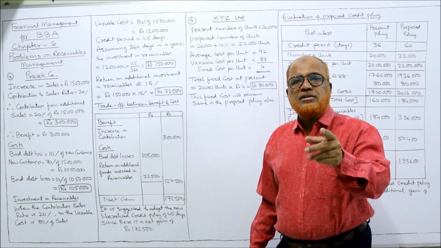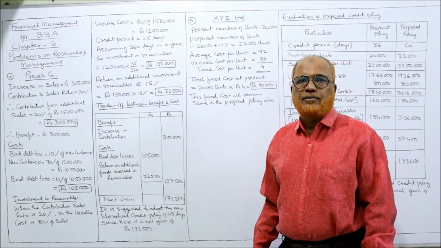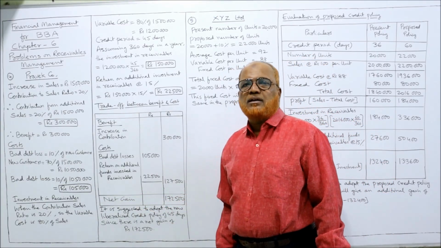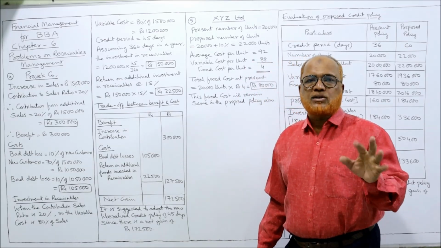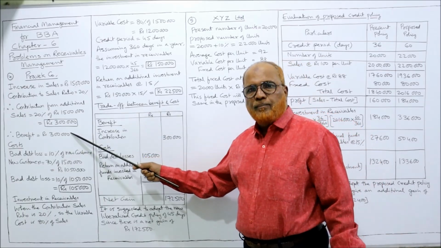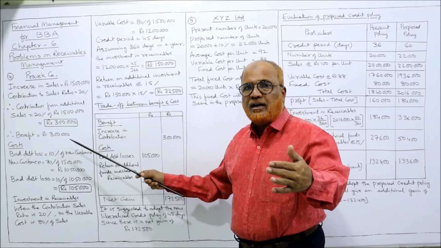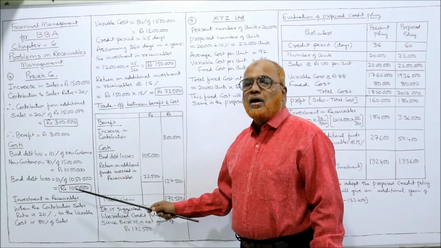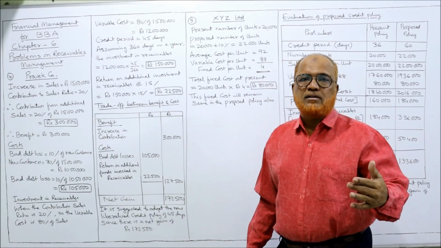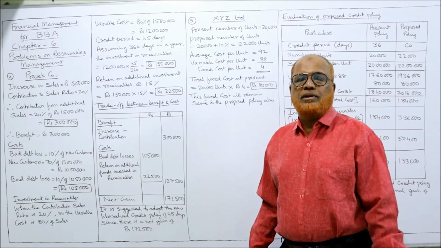On these new customers, 10% is the bad debts. So 10% of 10 lakh 50,000, 1 lakh 5,000 is the bad debts expected. That means we are going to get the benefit of 3 lakh and the loss on bad debts is 1 lakh 5,000. Apart from that, we want the return on additional funds invested in receivables.